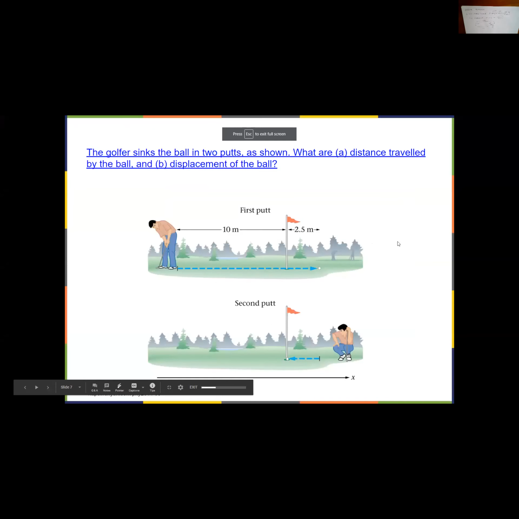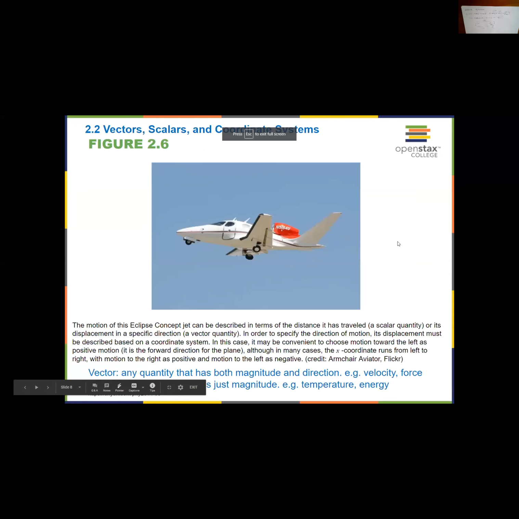Okay. All right. Now, let's officially introduce the concept of vectors and scalars, okay? We have already looked at actually the real example of it. So displacement is a vector quantity. Distance, or distance traveled, is a scalar quantity, okay?